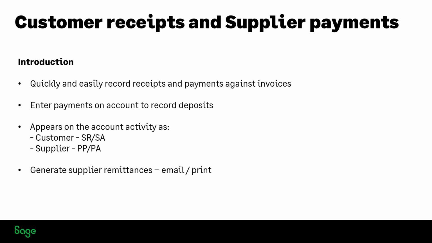Depending on what you enter, you're going to get a number of different transaction types. From a customer, if it's a receipt directly against an invoice, it's going to show as an SR transaction, so sales receipt. If it's a deposit, so payment on account, you'll see that as an SA, a sales payment on account. Similarly for suppliers, PP is where your payment is allocated to an actual invoice, so purchase payment, and a PA where it's a deposit you've made, so a purchase payment on account.